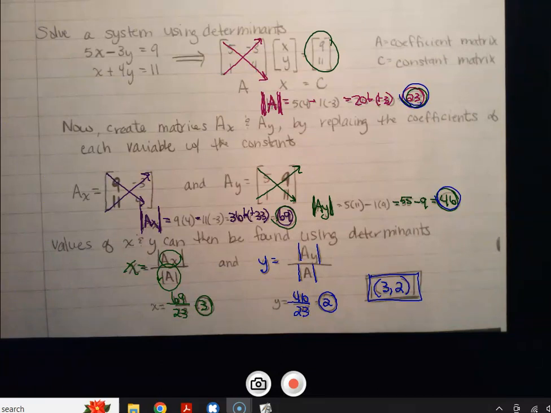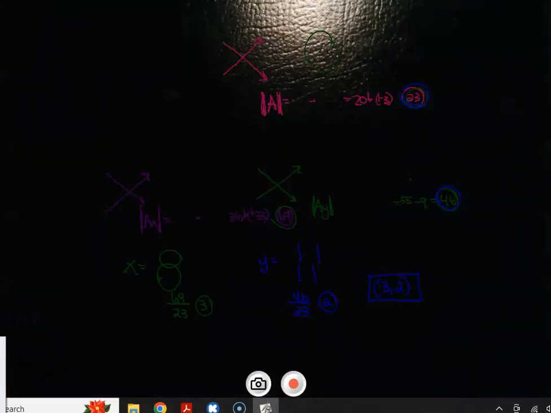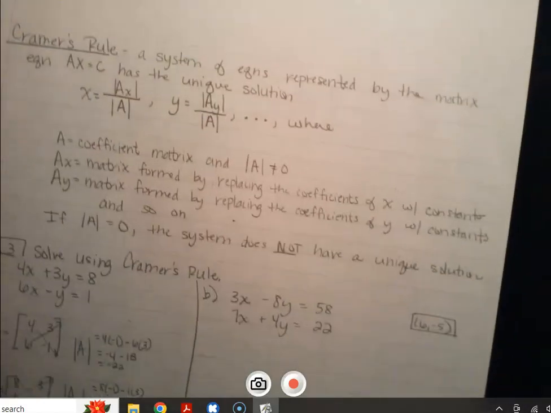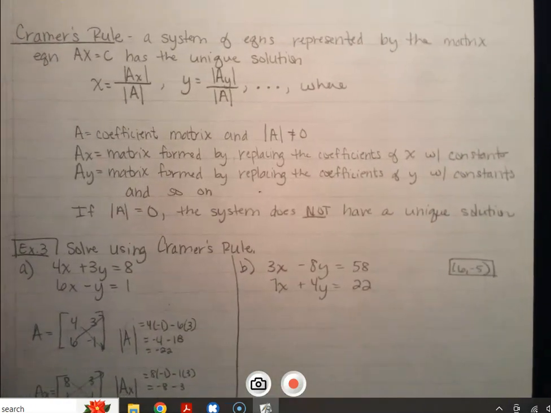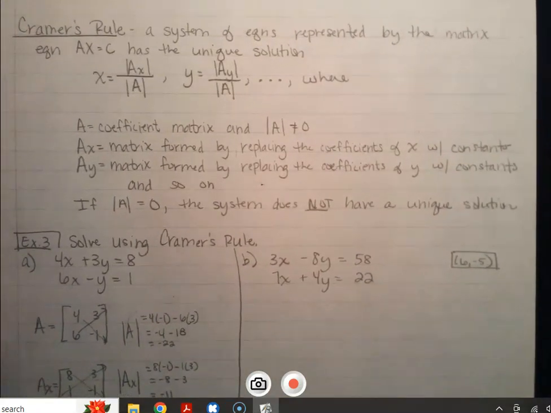So what we just did is called Cramer's rule. If you go on to your next page, Cramer's rule is a system of equations represented by the matrix equation A times X equals C, and it has the unique solution. We did x equals the determinant of A sub x divided by the determinant of A. Y equals the determinant of A sub y divided by the determinant of A.